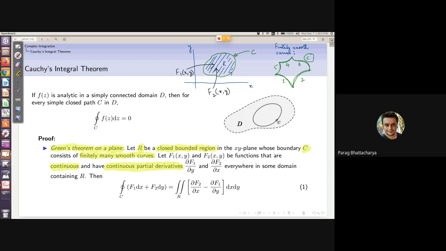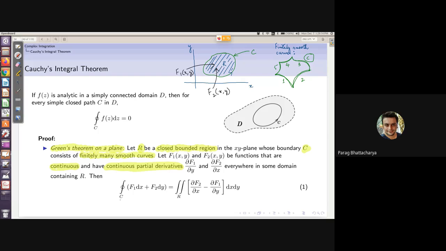Instead of integrating over this boundary, we could just take the partial derivatives of these two functions: the partial derivative of f2 with respect to x, the partial derivative of f1 with respect to y, and then the difference between these two partial derivatives. That is this quantity, we could just integrate this over this entire area. So this surface integral is equal to this line integral.